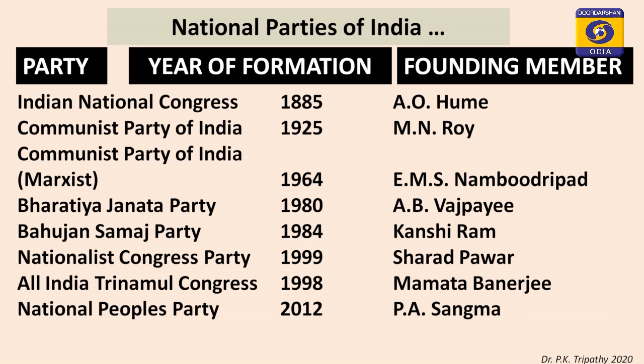Then the Bahujan Samaj Party was formed in 1984 by Kansi Ram. Then the Nationalist Congress Party was formed in 1999 by Sharad Pawar, Tariq Anwar and P. A. Sangma. And then All India Trinamool Congress, which was formed in 1998, and Mamata Banerjee was the founder of Trinamool Congress, which was a breakaway group of the original Congress Party.